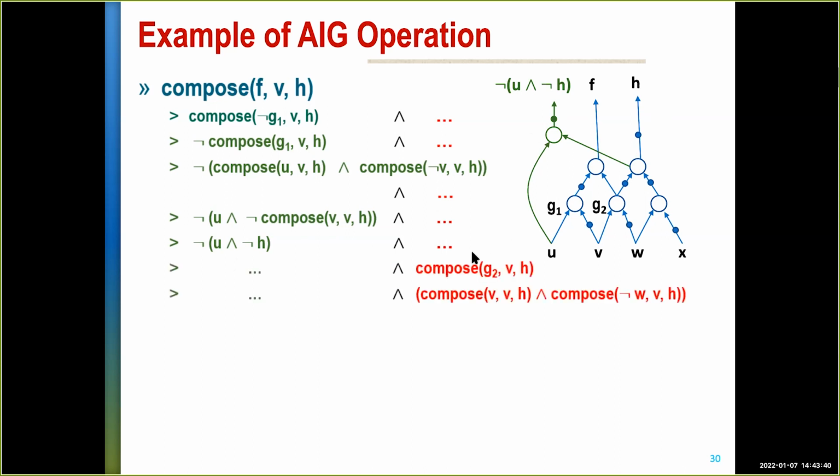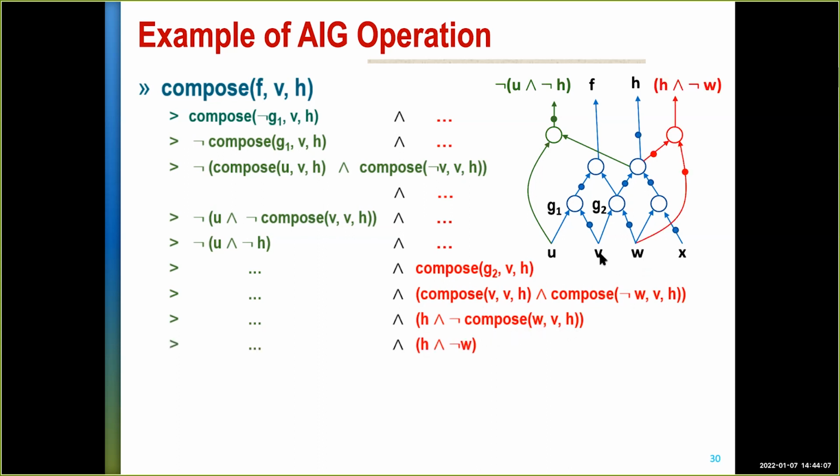Now we go to the other part. Sorry. So we say compose G2VH. So here is G2. I have to do it right, because F was negation G1 and G2. So I have to now do G2VH. Okay, now what is G2? G2 is V and negation W. So I have to say VVH and negation WVH. Once again, VVH becomes the same as H, and negation WVH becomes negation compose WVH.